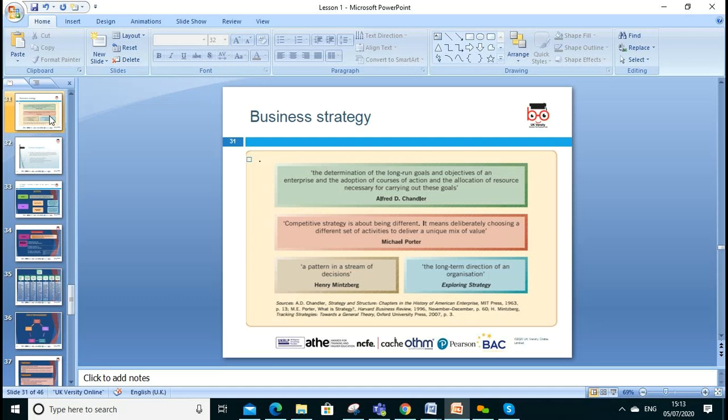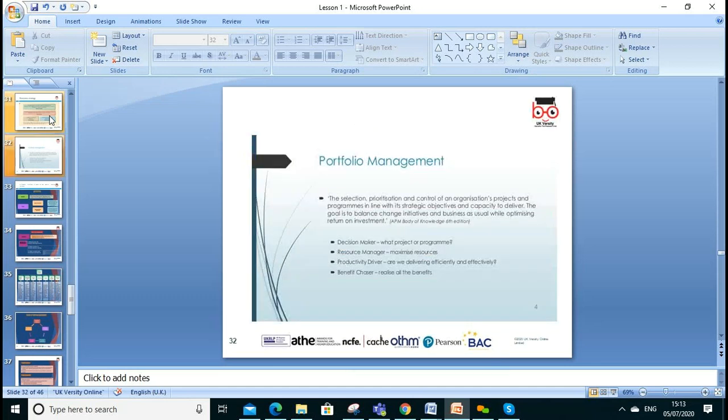Okay, we're looking at 1.5. Return to be evaluated, and we can look at the strategy. Strategy means the long-term commitment or action plan that determines the long-term goals and objectives, and the enterprise's adoption of the course of action and allocation.